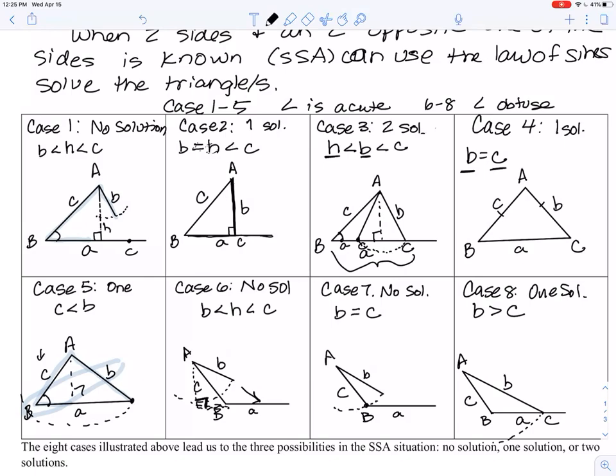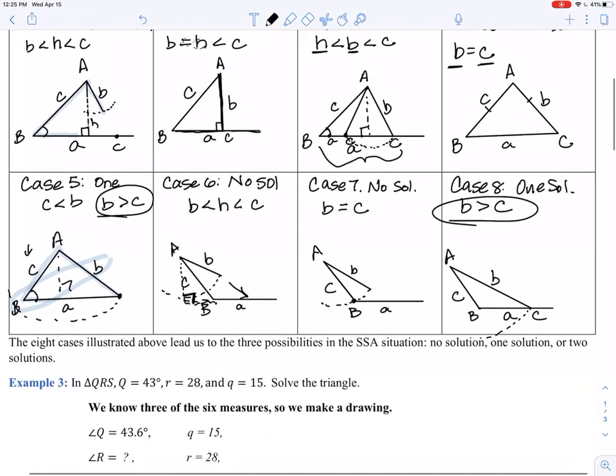So notice in both situations, I guess I wrote it over here, where B is greater than C. When your side opposite your given angle is greater than your side that's adjacent, you're going to get one solution.